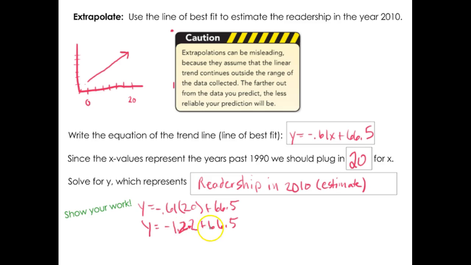Negative 12.2 plus 66.5 equals 50... Is it 3 point? No, I'm forgetting. Let me bring my calculator back. 54.3. I had it backwards. 54.3. So that's the percent. So in 2010, our line of best fit estimates that only 54%, or a little over 54% of people will get their news from the newspaper. And then we have just made an extrapolation by plugging a number into the equation that we have made.